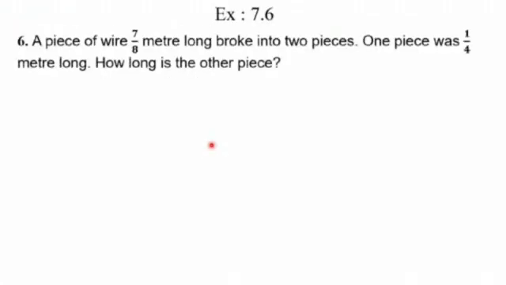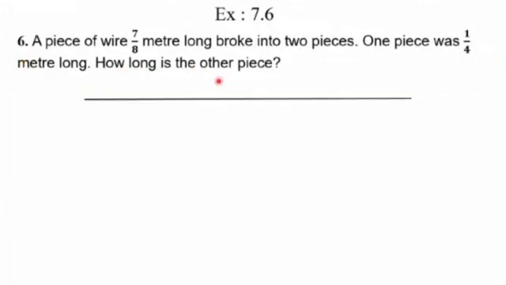Let's move ahead to exercise 7.6, question number 6. Here is a piece of wire of 7 upon 8 meter long. One piece of wire was there of 7 upon 8 meter length, which broke into two pieces. One piece had the length of 1 upon 4 meter. We have to find how long the other piece is. So let's start.